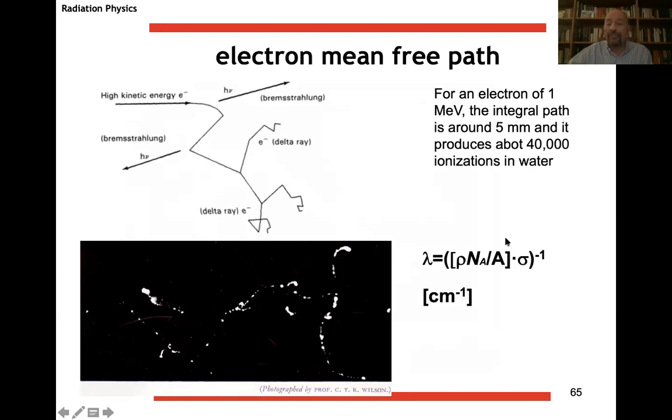So, of course, the mean free path of the electron is particularly complicated because, as I told you, this is, you see, a very old cloud chamber image of the path of an electron. And if you try to understand what is happening here, you see that many things are happening. This was a high energy electron, but then you have Bremsstrahlung, you have elastic scattering. At the end, you have the production of delta rays. So this original electron produces new electrons by ionization itself.